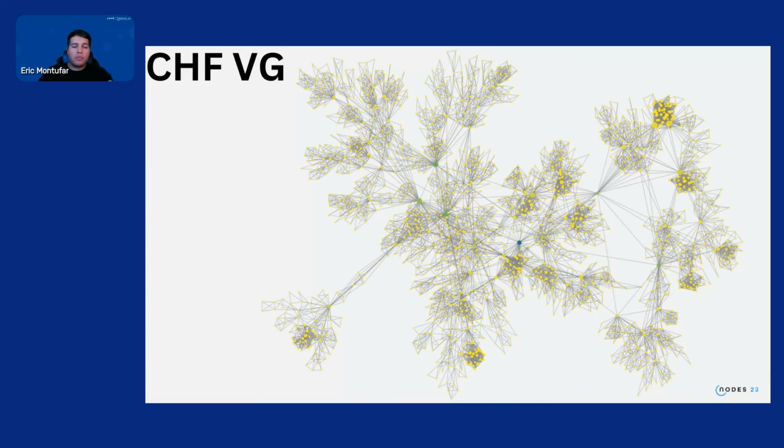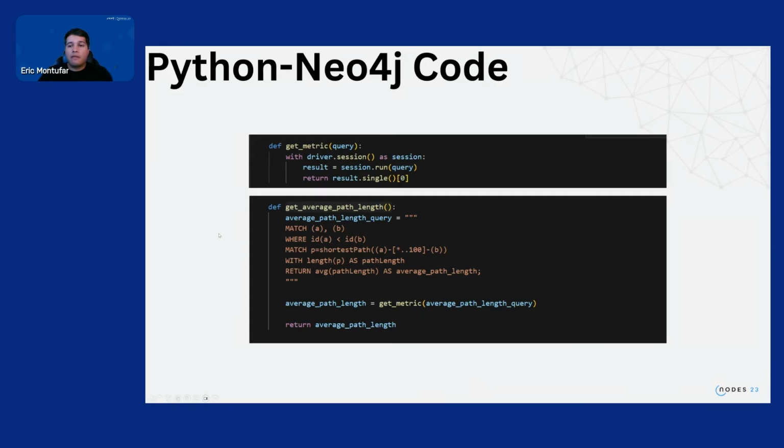All of them represent a time series, and also they behave as a complex network. That means that they have the small world property. They have scale freeness, and they are clustered, and they form communities. So they behave really peculiarly. So this is a little bit of the code I have.